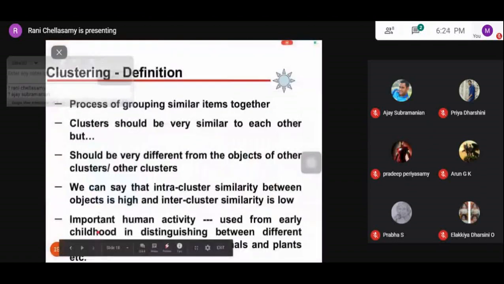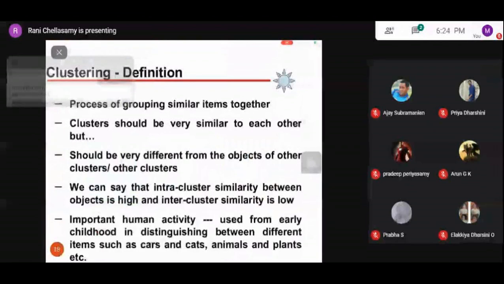So we can say that the intra-cluster similarity between the objects is high. Intra means within the cluster. Within the cluster, we might have a number of data points. Within each cluster, the similarity, meaning the distance between the data points within one group, should be high, and the inter-cluster similarity should be low. Inter means between the other clusters. That similarity should be low.